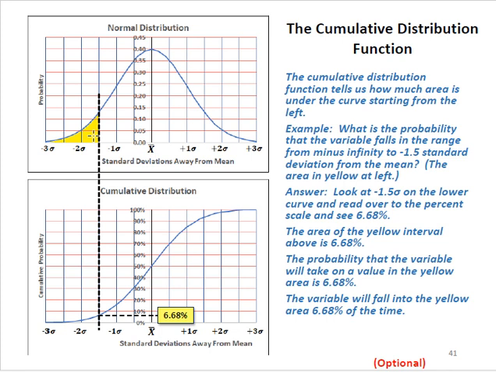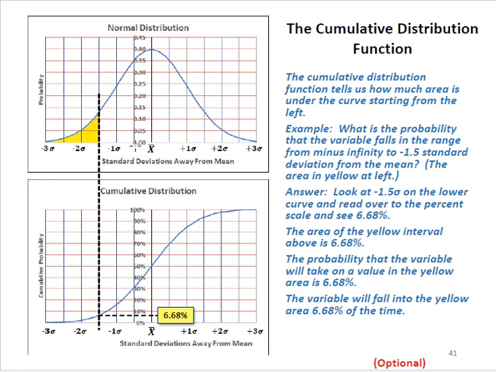So first you look at the minus 1.5 sigma on the lower curve, and then you read over to the percent scale. The percent scale is this graph that's been given to you right here. That line shows you that it's about 6.68%, which is the calculated area under that curve. So that's your probability. The area of the yellow interval above is 6.68% of the total area, 6.68% of 100% total area of this normal distribution curve.